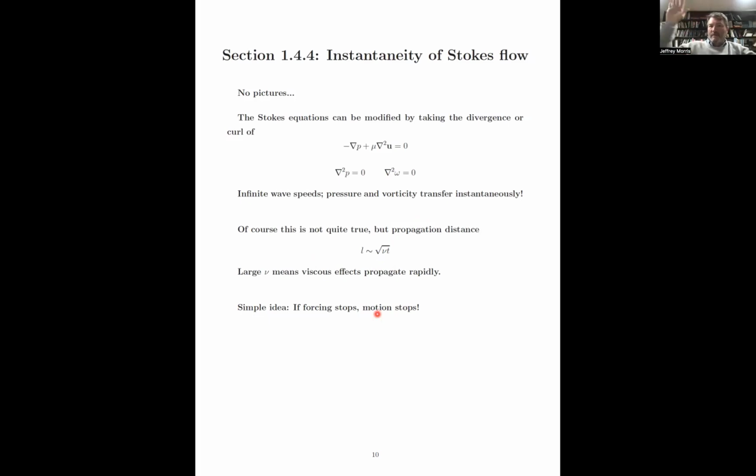So if I'm forcing, fluid out here is moving. As soon as the force is turned off, everything stops. And if you want to see this in action, you get some honey, let it be cold, put something in it, and then try moving it around with a little steel ball. As soon as you stop pulling on that ball, it will stop moving. Don't waste too much honey, though.